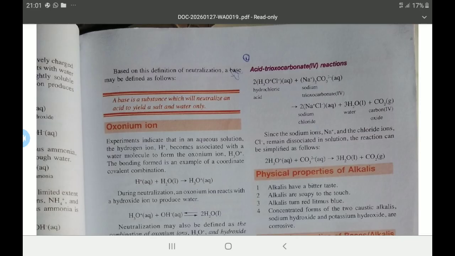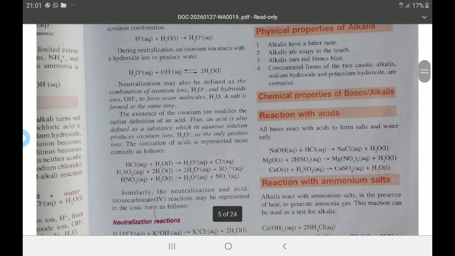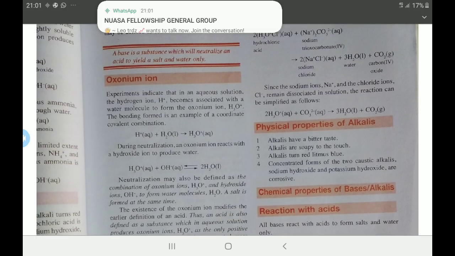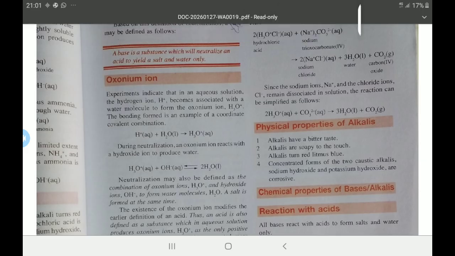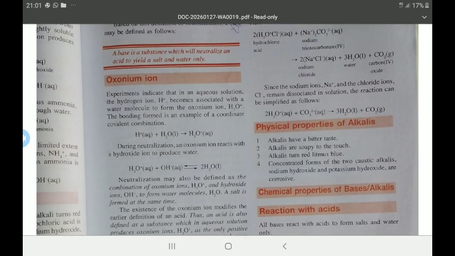Now we'll look at the oxonium ion. Experiment indicates that in an aqueous solution, and by aqueous solution I'm referring to water solution, the hydrogen ion becomes associated with a water molecule to form the oxonium ion.